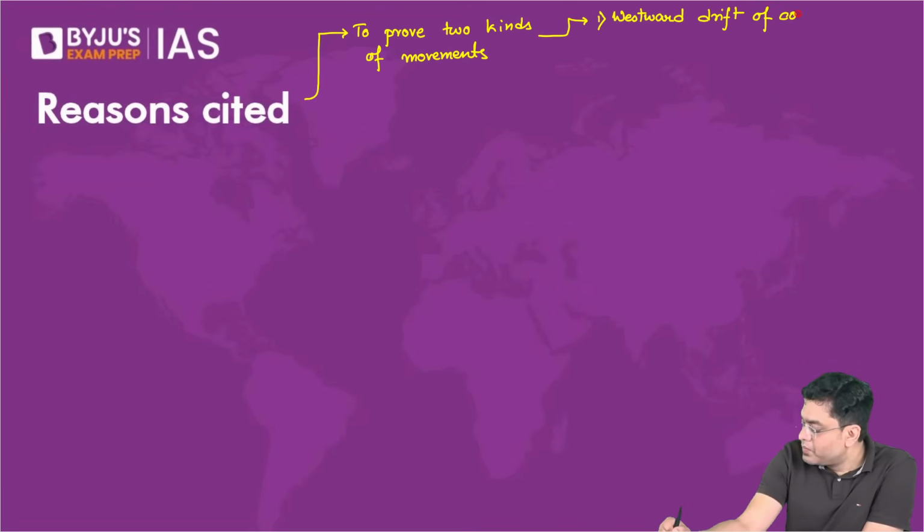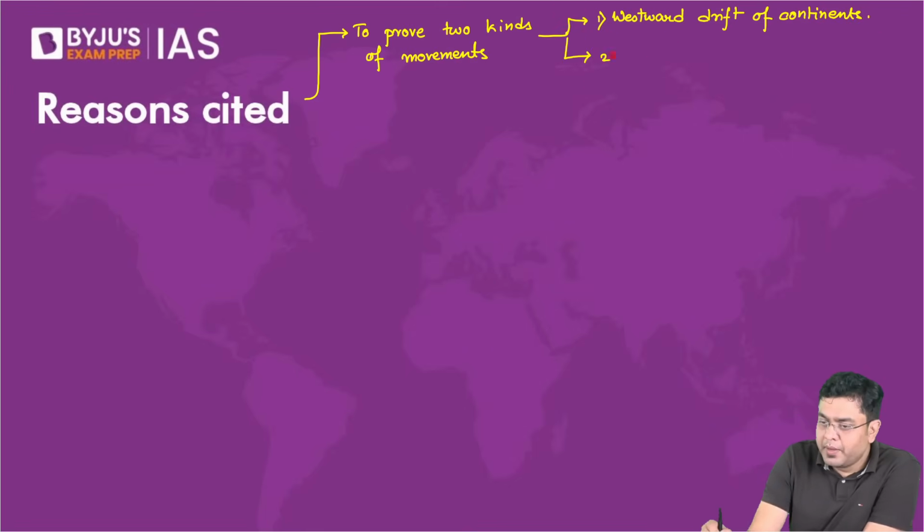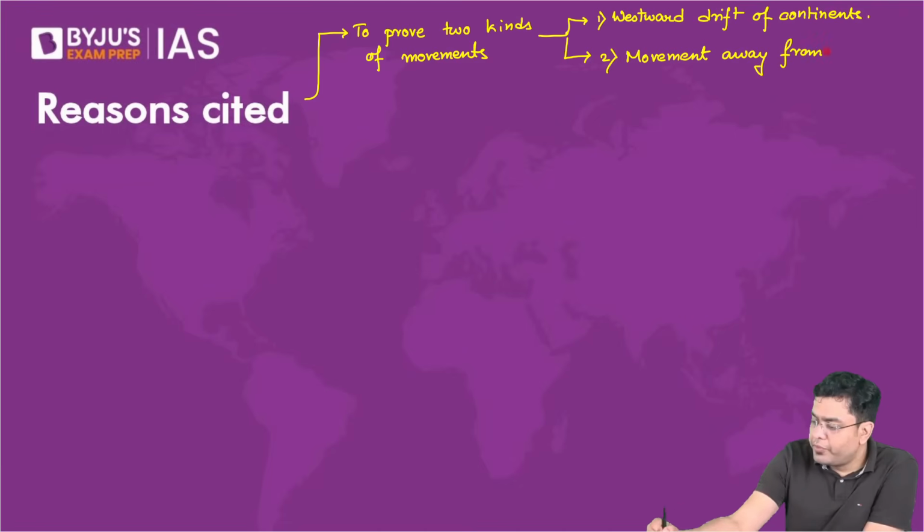One, westward drift of continents. And second would be movement away from poles. Okay.